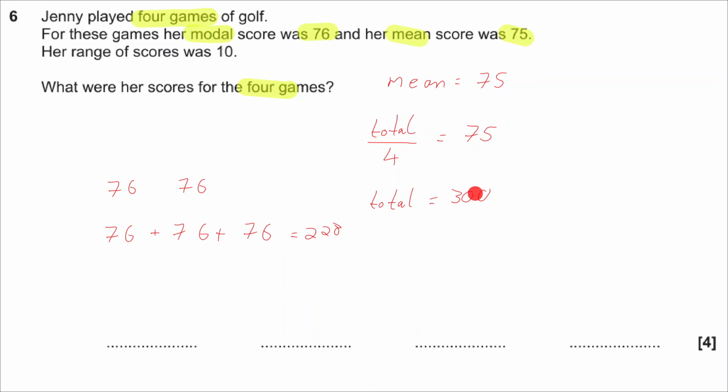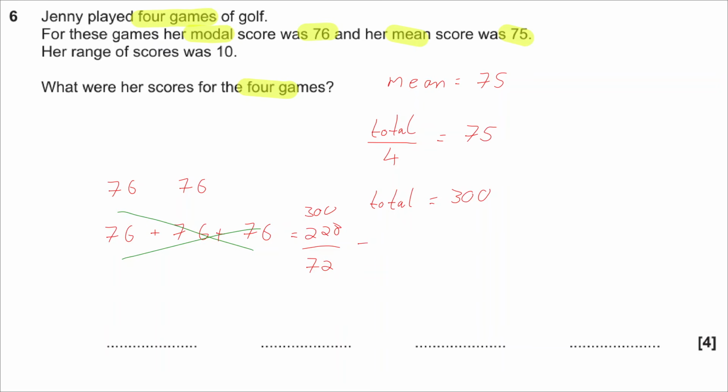That's going to leave you a difference of 72. So if we take it away from 300, that's going to give you a difference of 72. Now, the issue here is that the range of her scores was 10. Well, if these were your scores, 76, 76, 76, and 72, they do make 300. The mean would be 75, but the range here is clearly not 10. The difference is only 4. So it cannot be these 3 over here. No way. So the mode must appear twice.